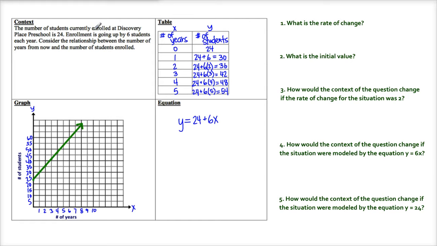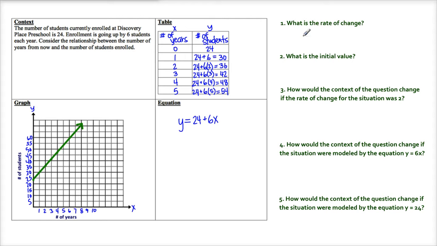It says the number of students currently enrolled at Discovery Place Preschool is 24. Enrollment is going up by 6 students each year. And we're considering the relationship between the number of years from now and the number of students enrolled. Okay, and this is the table, the graph, and the equation that we found for this context. So the first question that you'll be asked on your assignment about your worksheet is, what's the rate of change?